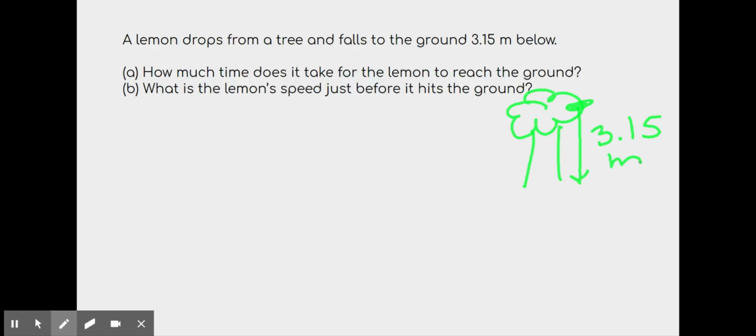So our final position, x, is 3.15 meters. That initial position, it starts up here. We're just going to say it's 0. Well, how much time would it take for that lemon to reach the ground? So we know the initial velocity. If it drops, that means it started at 0. So that initial velocity is equal to 0. The initial position is going to be 0. And we know that our final position is 3.15.